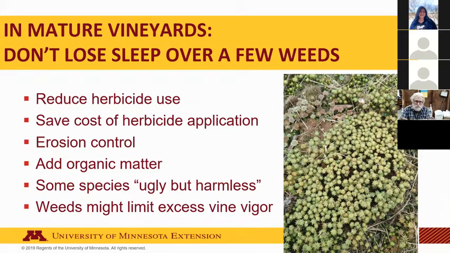Allowing a few weeds to grow can have a few benefits. The first is reducing herbicide use. The second is saving cost on herbicide application, reducing erosion potentially. So if you've got a really steep hill, maybe letting a few weeds grow in those rows can help control erosion. However, again, if you do that on young vines, it could cause some stunting like we saw in that example before. Weeds can add organic matter. Some weeds like this one are ugly but harmless. And then weeds might limit excess vine vigor. If your vines are just too vigorous, you're having to go through there all the time and hedge, maybe having a few weeds isn't a bad thing.